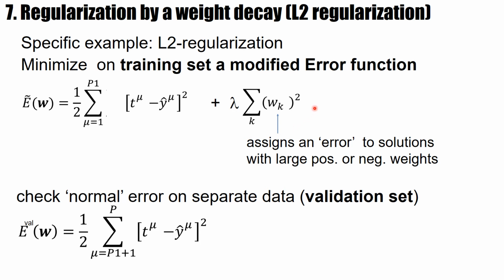This penalty term, because it's squared, is also called an L2 regularizer. If you just put the absolute values and no power, then it would be an L1 regularizer. The logic is the same. Big weights need to be penalized because big weights are needed to implement very flexible solutions.